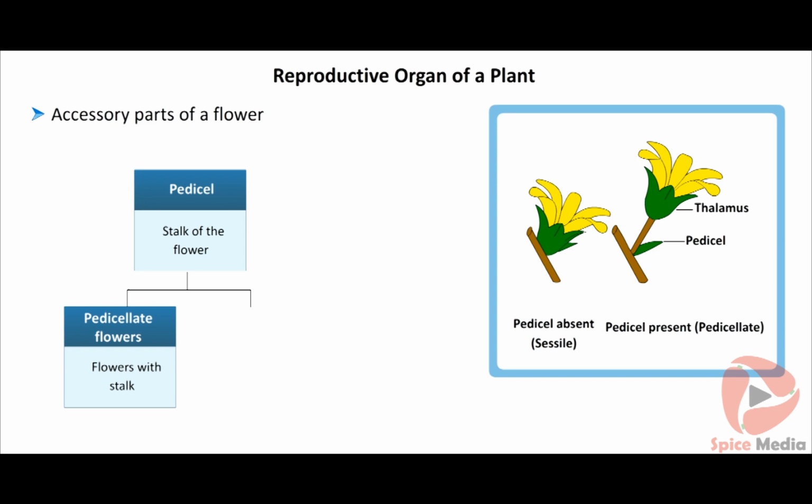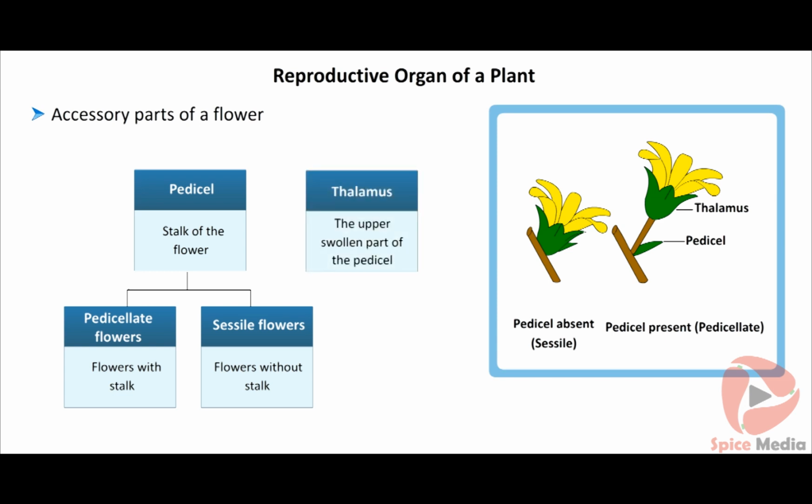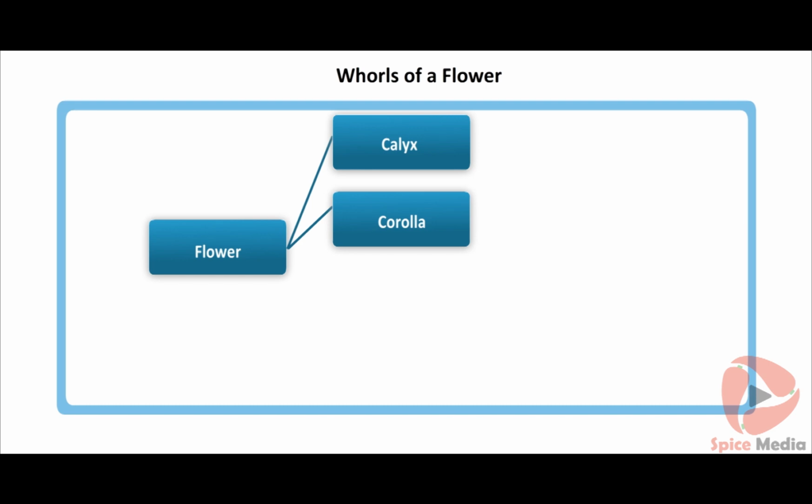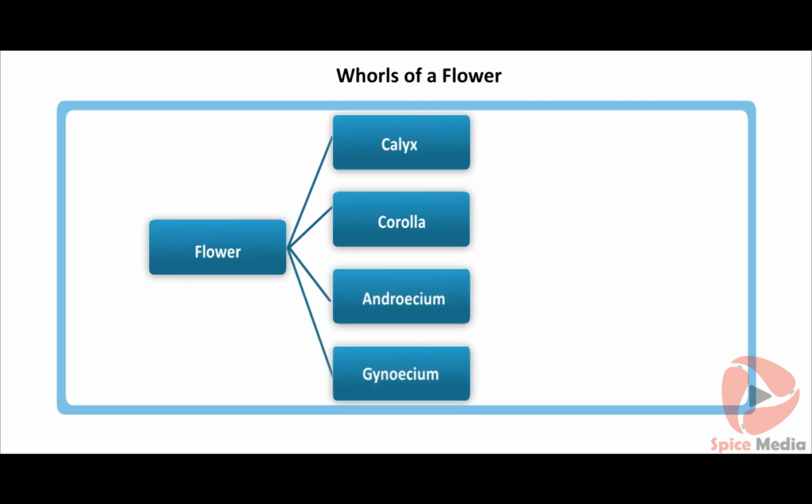Pedicellate flowers. Flowers with stalk are said to be pedicellate flowers. Sessile flowers. Flowers without stalk are said to be sessile flowers. Thalamus. It is the upper swollen part of the pedicel on which other flower parts are located. In general, a flower consists of 4 main parts or whorls. They are calyx, corolla, androecium, and gynoecium.